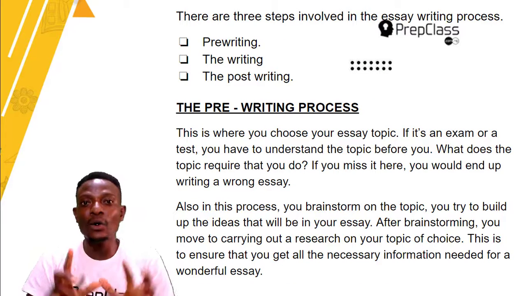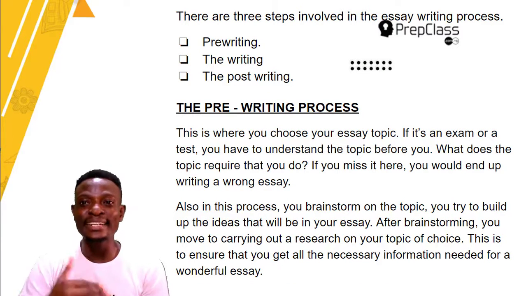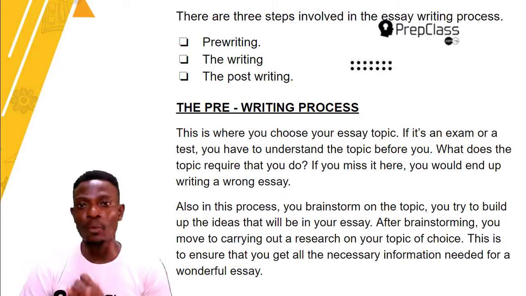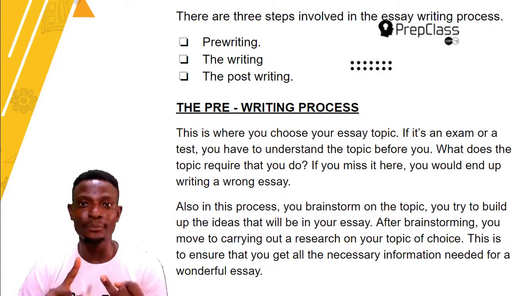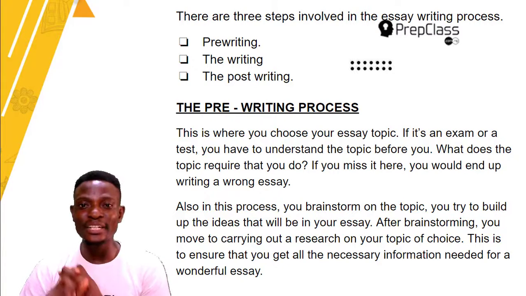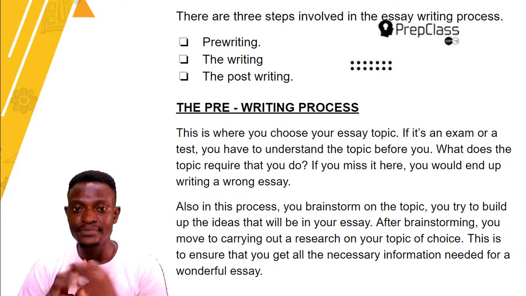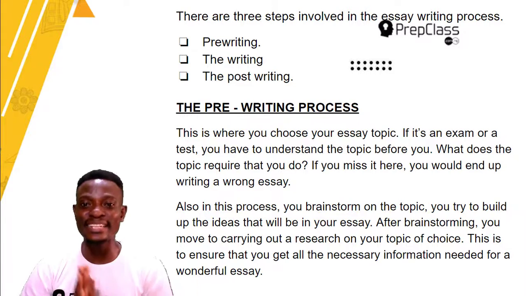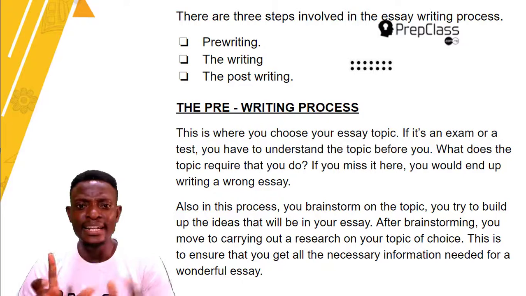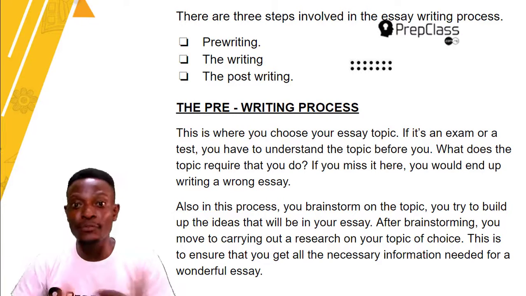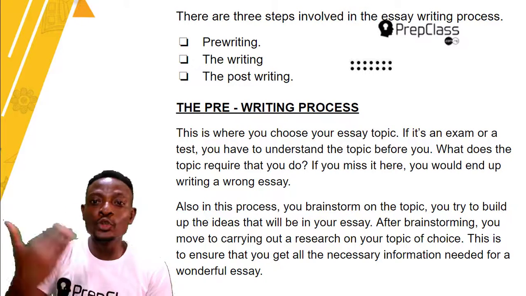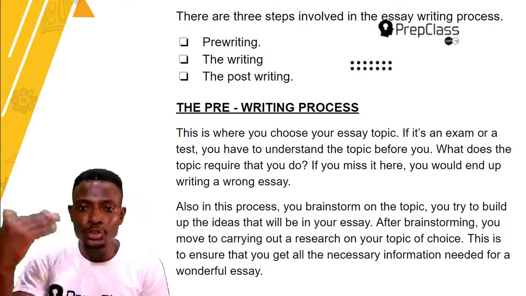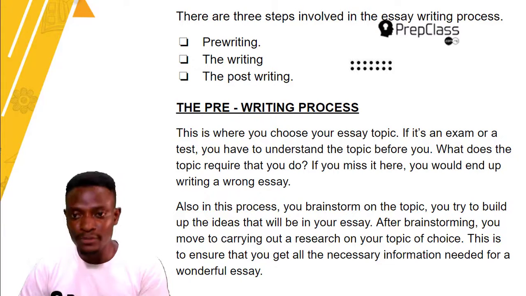Okay, so there are 3 steps involved in the essay writing process. Number 1, the pre-writing. Number 2, the writing. And number 3, the post-writing. Now, we're talking about the pre-writing process. In the pre-writing process, that is before you write, this is where you choose your essay topic. You choose the topic you want to write about.